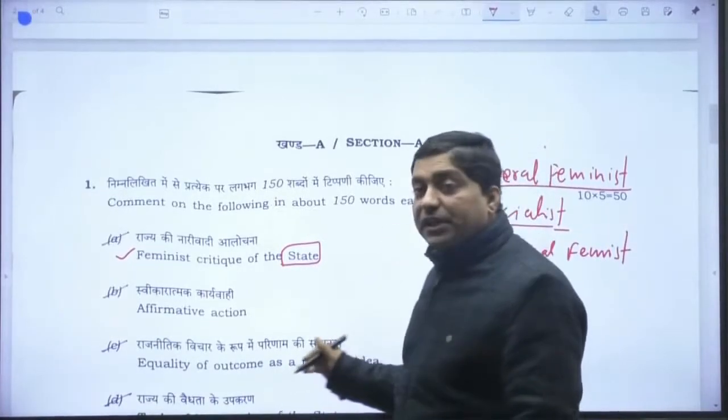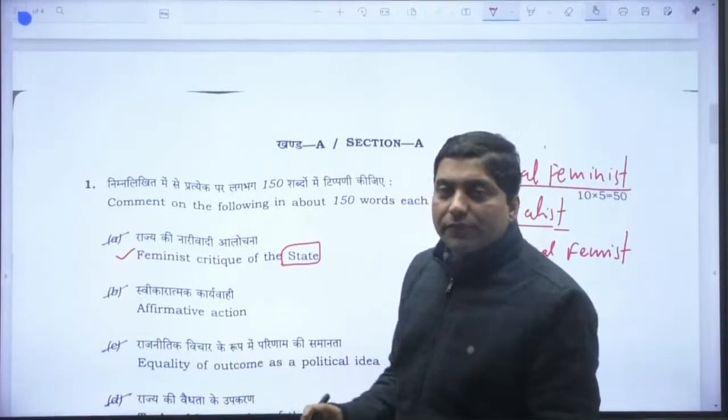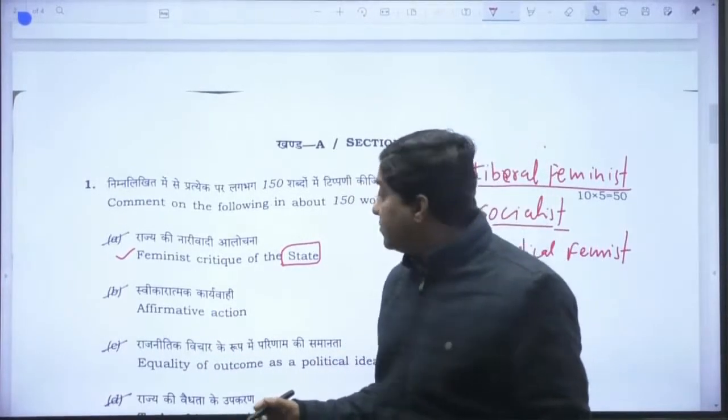All three perspectives we should put in this. It is only 150 words, so we have to be limited. We should not demonstrate our scholarship.